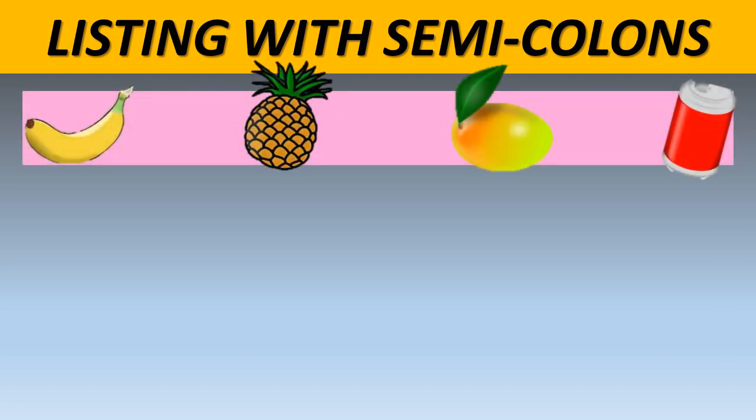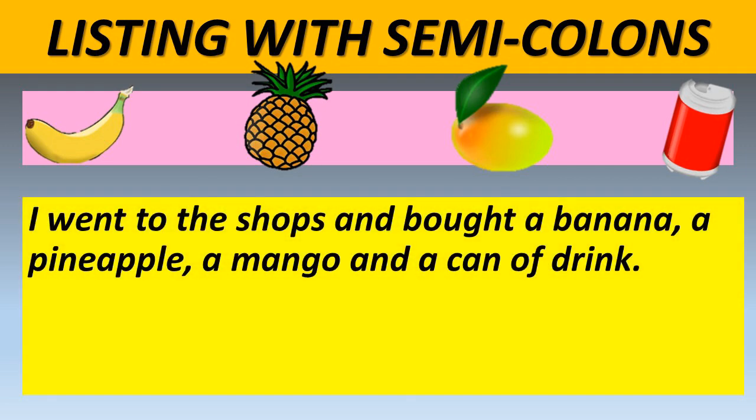So we're going to go shopping and this is what we're going to buy. We're going to buy a banana, a pineapple, a mango, and a can of drink. Let's look at what that looks like as a list. I went to the shops and bought a banana, a pineapple, a mango, and a can of drink. Now that's quite conventional. We've used commas to separate the items in the list.